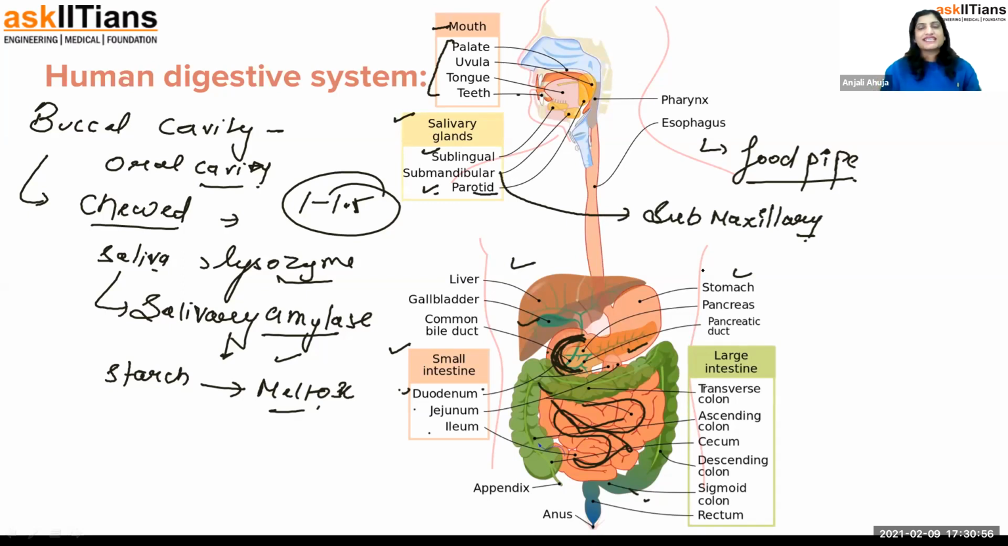You know, there is a disease named mumps. It's a viral infection. What happens in mumps? There is a swelling in the salivary gland.